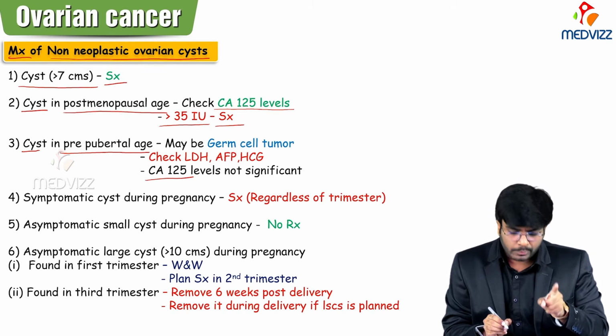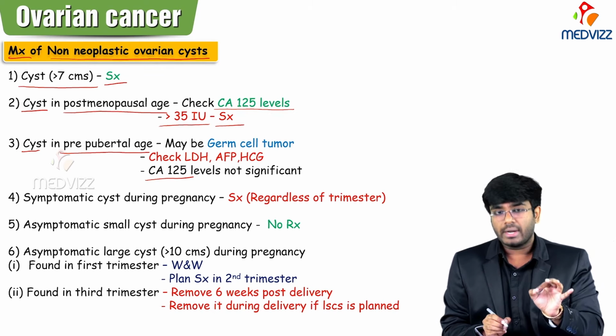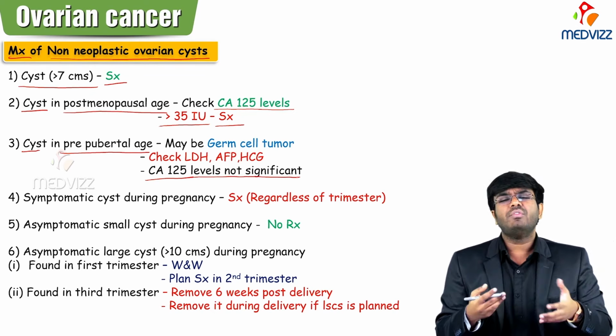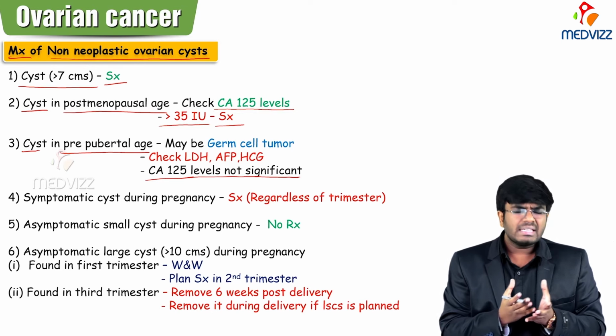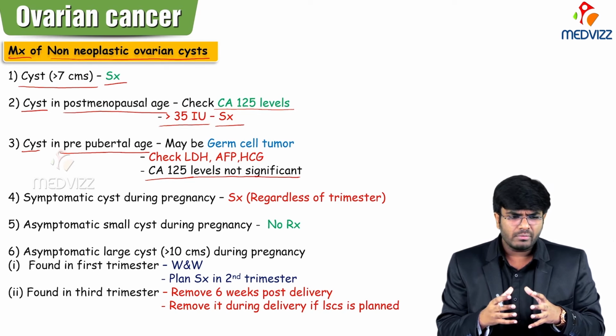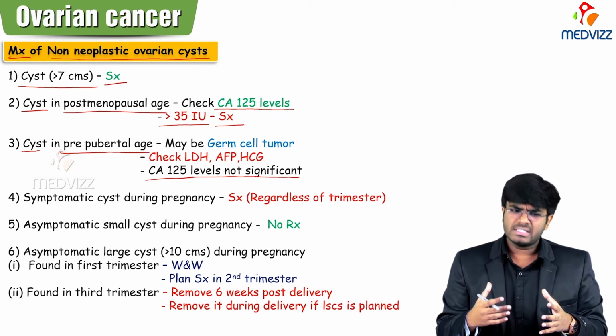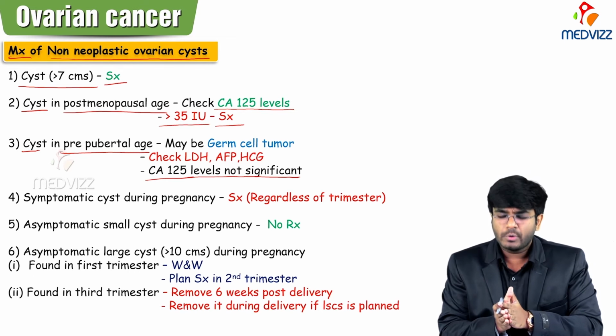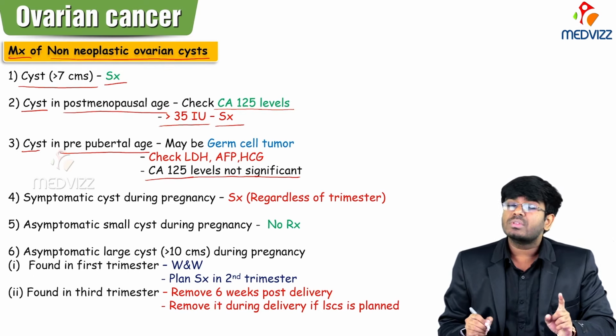See, in a prepubertal age, this is the golden point. In a prepubertal age, CA125 levels are not significant. Even in the reproductive age, CA125 levels are not significant. Why? Because the CA125 levels are going to be raised in many benign conditions, something like a fibroid of the uterus. Okay, uterine fibroids are associated.